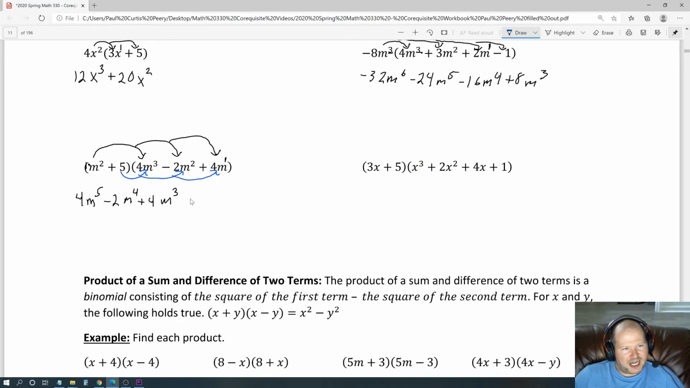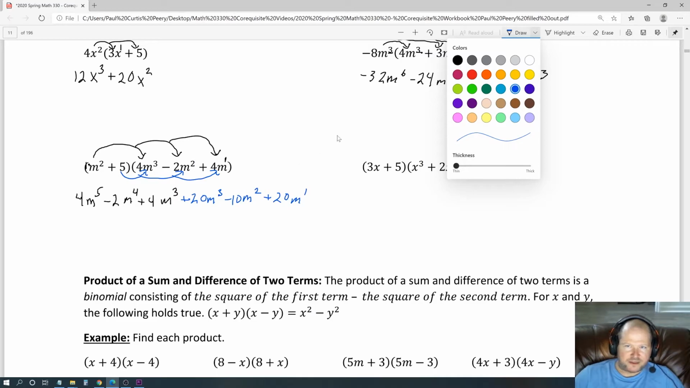So now we're saying 5 times 4 is 20, and m cubed, so we're going to keep the m cubed. Then we're going to say 5 times negative 2 is negative 10, and then we're going to keep the m squared on the second one. We say 5 times 4 is 20, and we're going to keep the m to the first power. Okay? And now what we have to do is combine like terms, right?